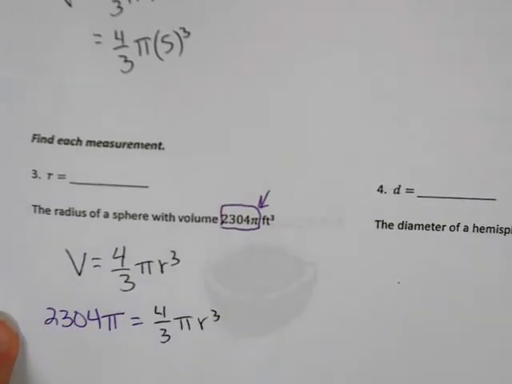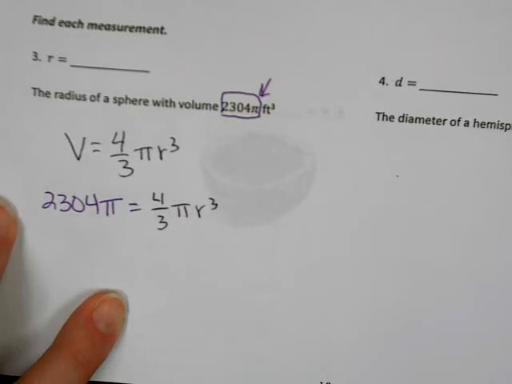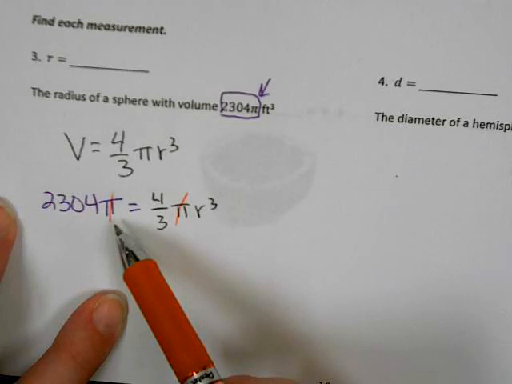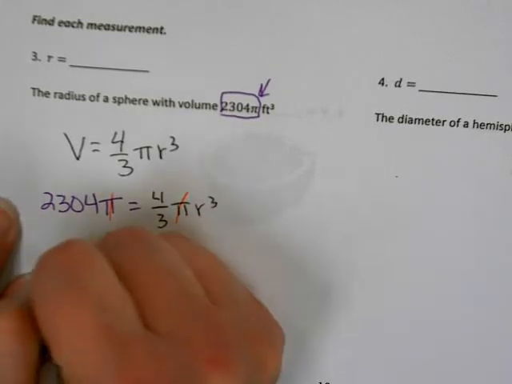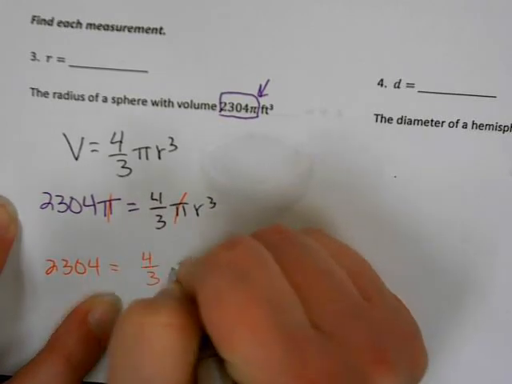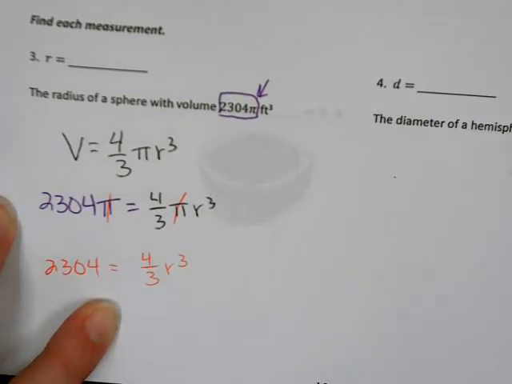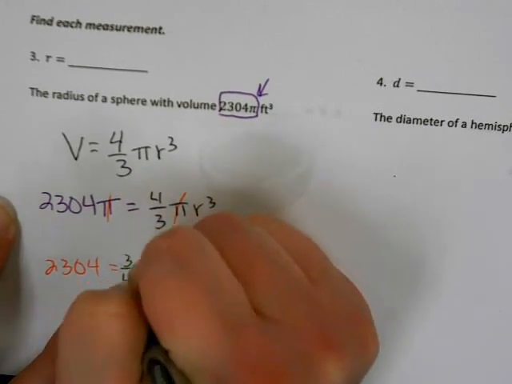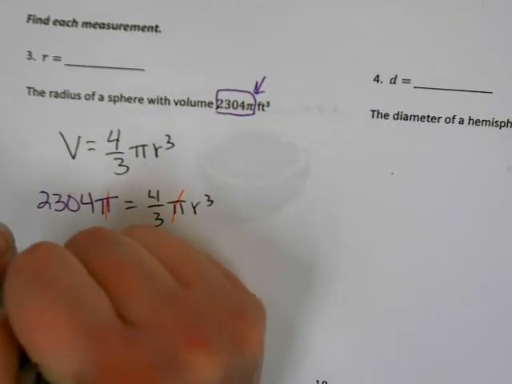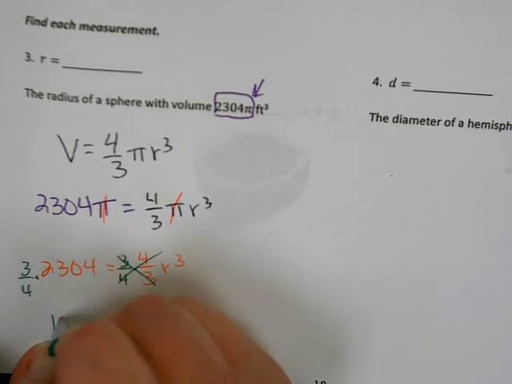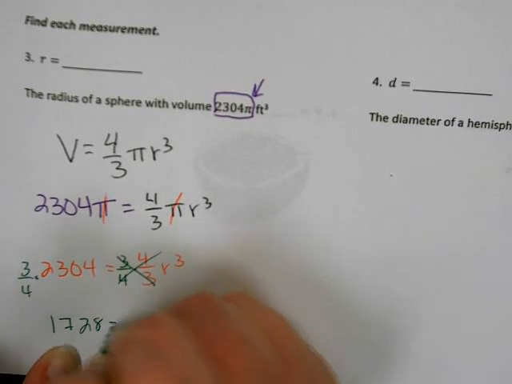And the first thing I always do on these ones is just cancel the pi out, because there's one on each side, so it can cancel. But if you forget to bring that pi with, it doesn't cancel. So you guys got to be careful there. So 2,304 equals 4/3 r cubed. The only way to get rid of a fraction, guys, unless you want to divide by a fraction, which nobody likes to do, let's multiply by the reciprocal. So multiply both sides by 3 over 4, because then that's going to cancel it out here. And you get 1,728 equals r cubed.